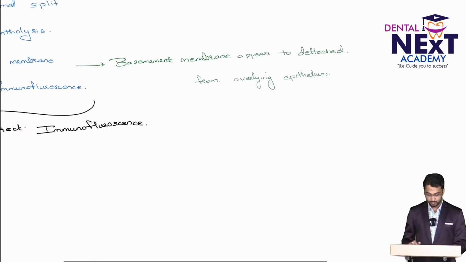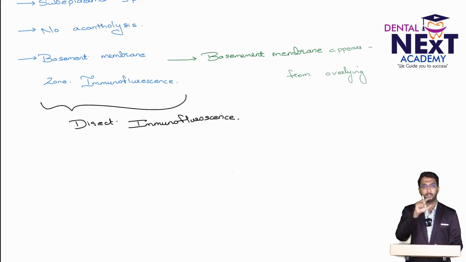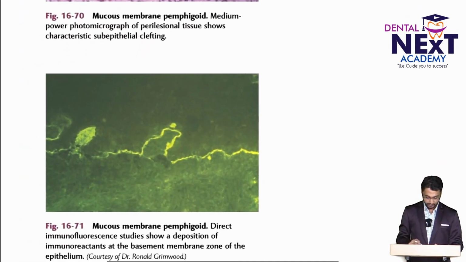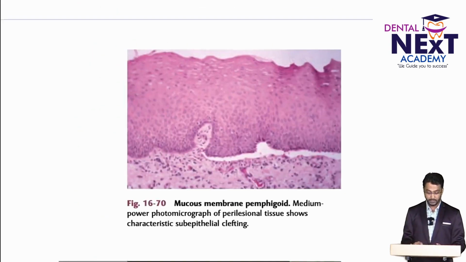I'll show you the image. This will produce direct immunofluorescence. That is, you take the lesion and send it for immunofluorescence, and you will see immunofluorescence in the basement membrane zone. There is a picture here. This is the immunofluorescence you see. This is the basement membrane zone. Below that, this region is the connective tissue, and this is the epithelium. In between the two is the basement membrane zone with the immunofluorescence. This image can be asked as a question.